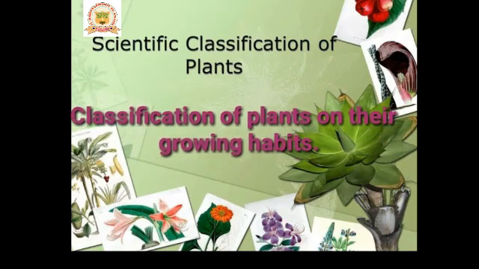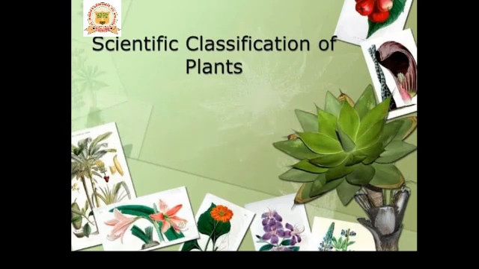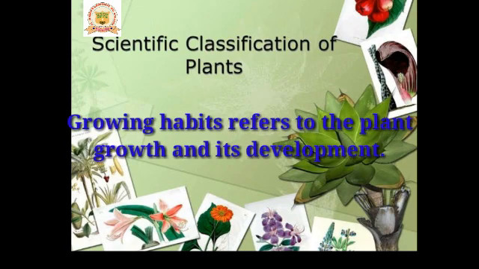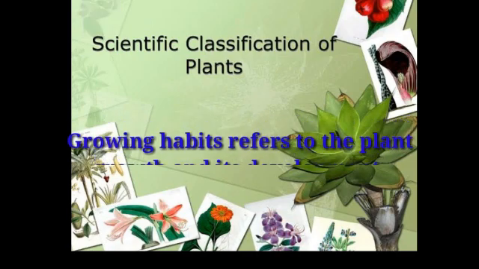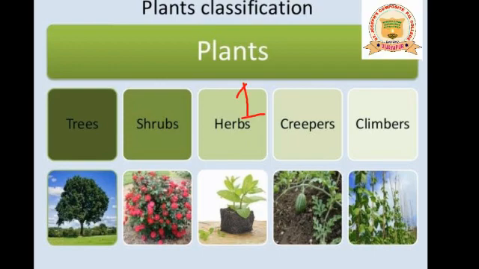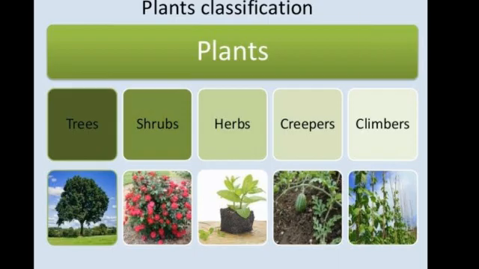Now growing habits means what, children? Growing habits refer to the plant's growth and its development. So there are 5 types of plants based on the growing habits. Now see the chart. The first type is herbs, second one is shrubs, third one is trees, fourth one is creepers and fifth one is climbers. This is the classification based on growing habits. Now I read the next part.